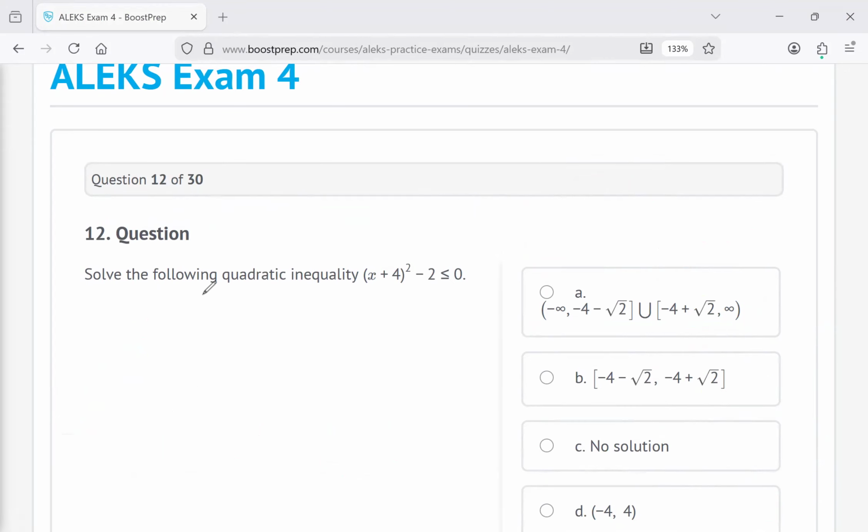12, solve the following quadratic inequality. We have (x plus 4) squared minus 2 is less than or equal to 0. So this is like a test point method. See, if you look at the answer, it's all strange looking. It's a test point method.